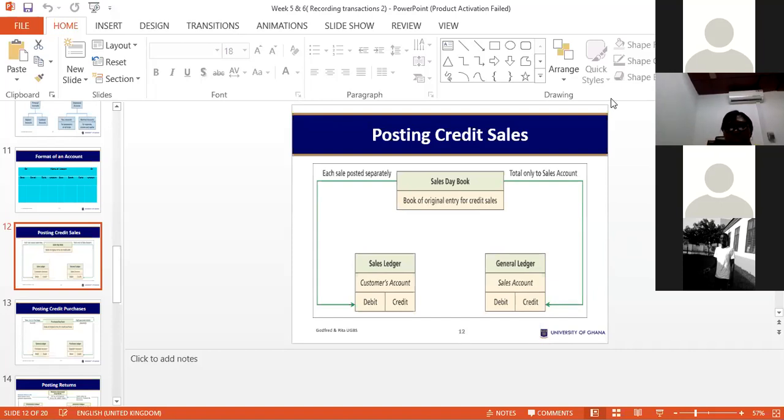This diagram, if you look at it, we have the sales day book on top there. I have just explained this a couple of minutes ago. I'm going to take it again. On your right, you would see that the total of the sales day book goes to what? Where does it go to, Michael? Michael Kofi? Isaac Obem, where does it go to? Read for me. Tete, are you going to read for us the total only to where? Madam: General ledger, to sales account.